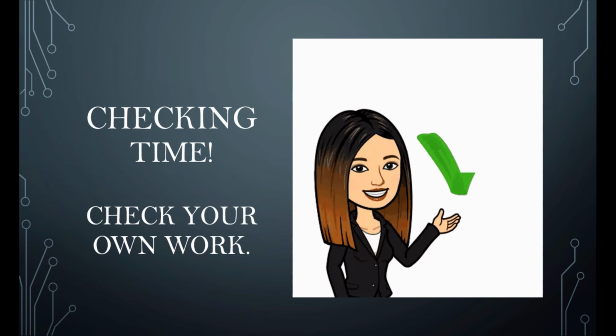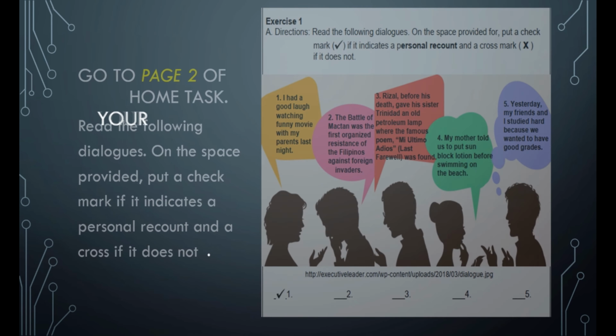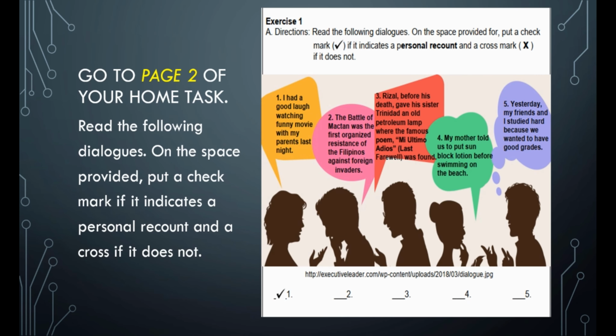It's checking time. Let's see how well you did. Go to page 2 of your home task. The first one has been done for you. Let's take number 2. The Battle of Mactan was the first organized resistance of the Filipinos against foreign invaders. The correct answer is, it's an X. Why? Because though the person is talking about a past experience, the speaker was not personally involved in the event.